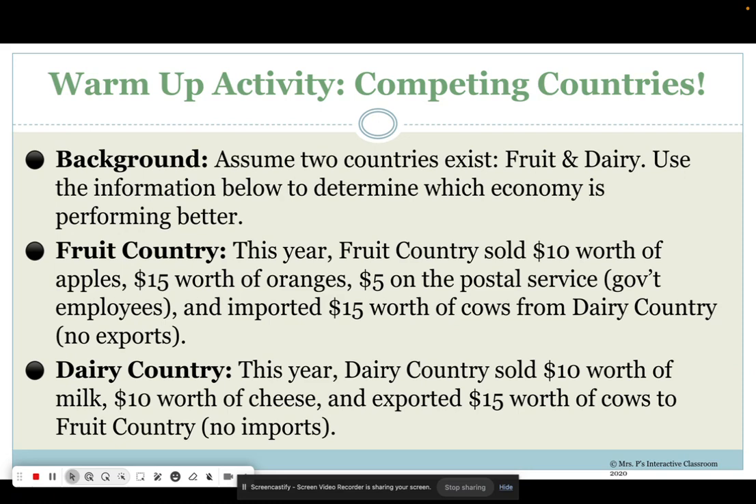So, background: assume two countries exist, fruit and dairy. Use the information below to determine which economy is performing better. Go ahead and look at this scenario. It's on your student sheet as well, so go ahead and mark that down on your student sheet and decide which one is performing better. Which one do you think is performing better based off what you're looking at right here?